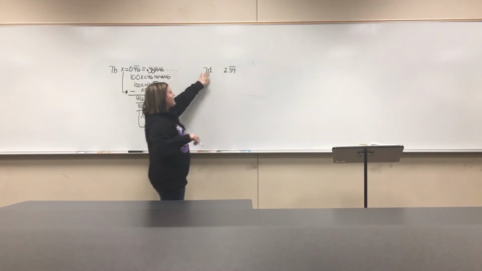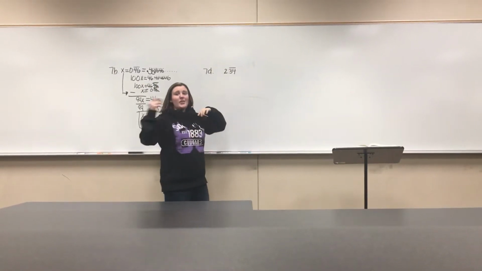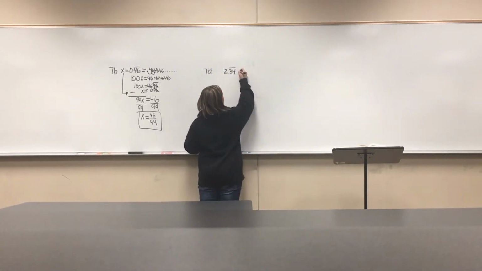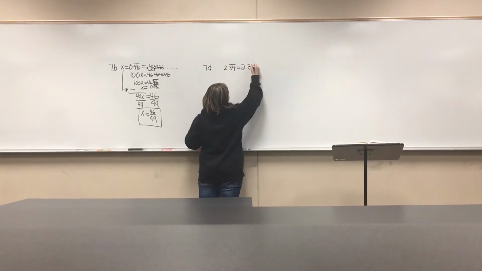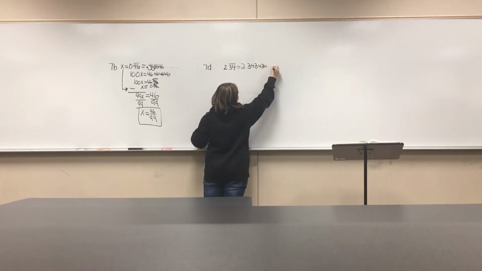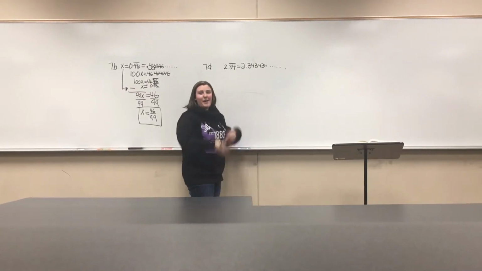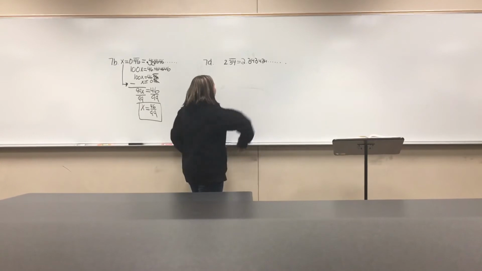So now let's move on to 7D, where we have 2.34 repeating. So this number is also looked at as 2.343434, and so on, because the number keeps going on and on and on. Woo! We made it past that step.